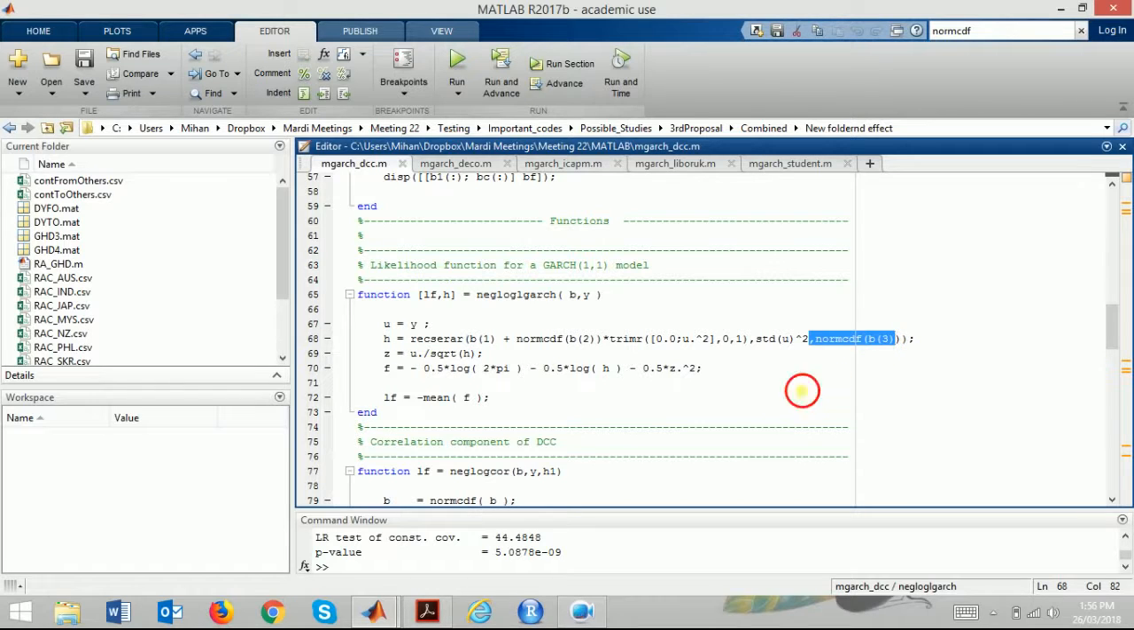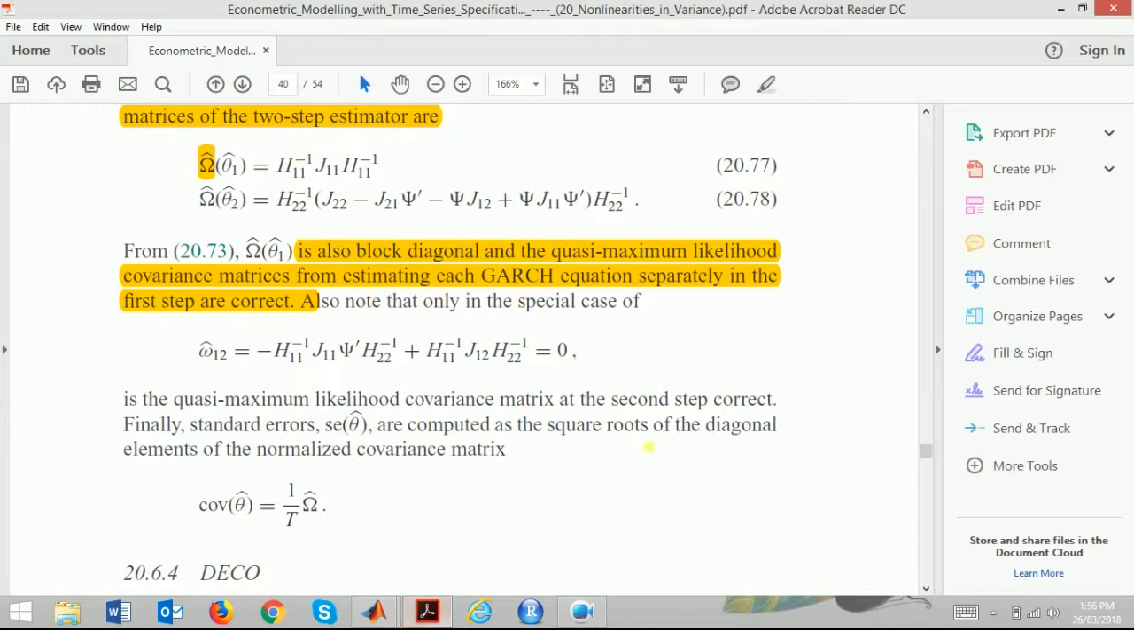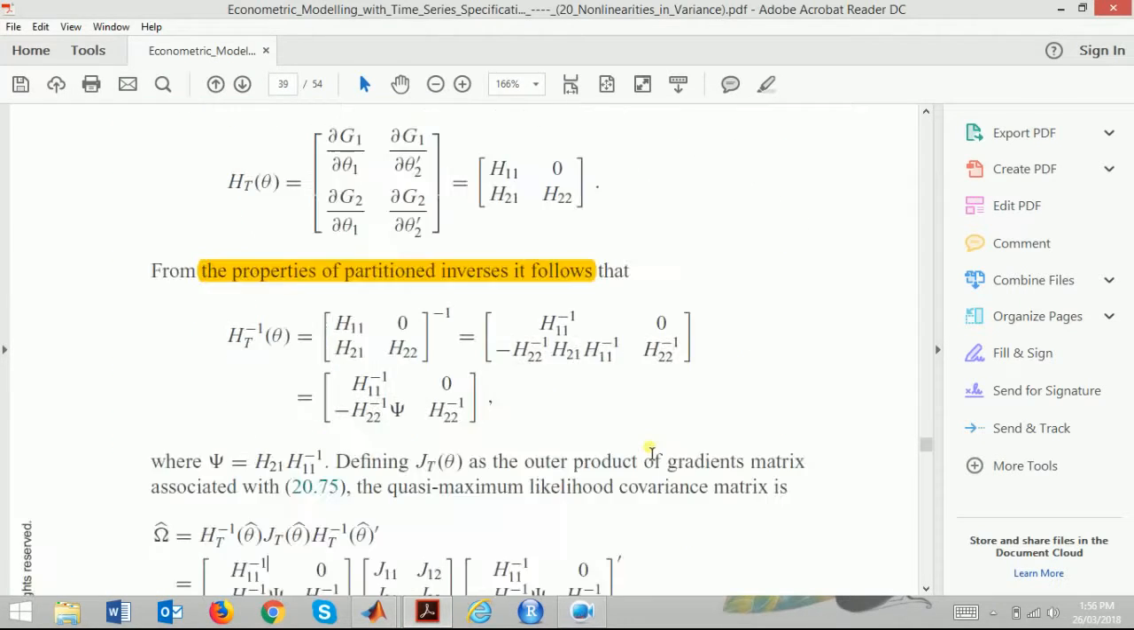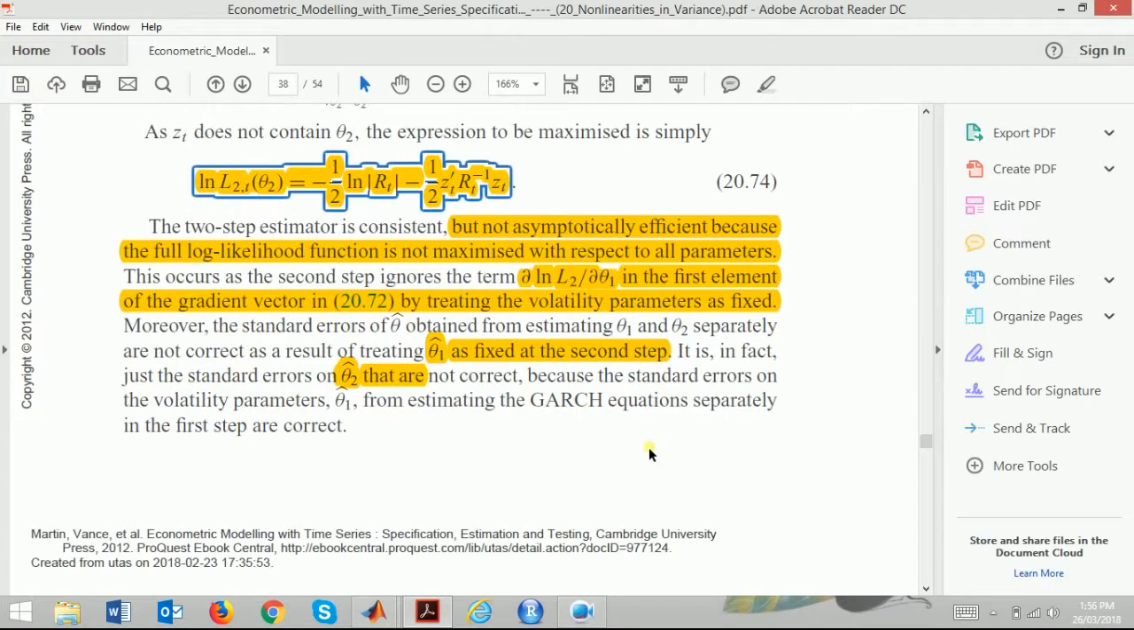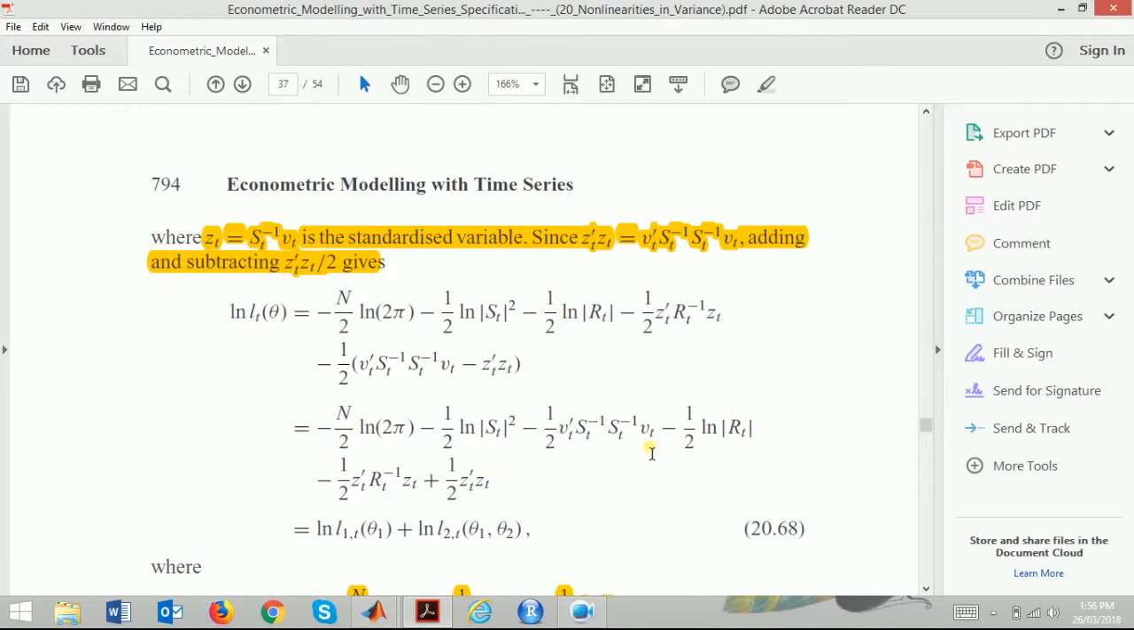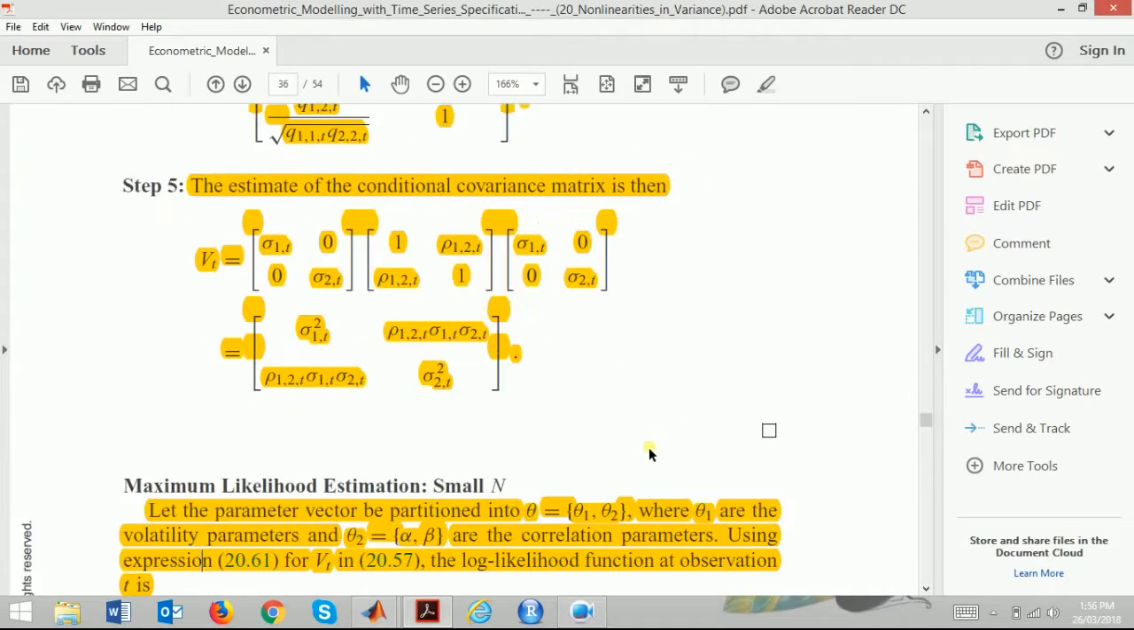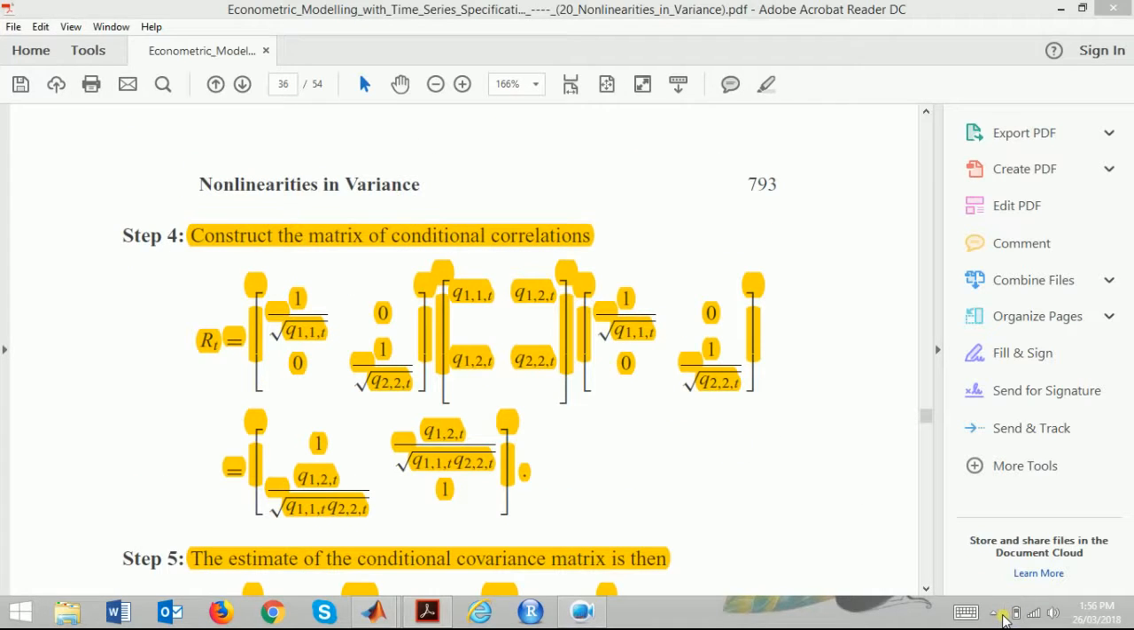And square and the normal cumulative distribution function of beta 3. So mu, sigma, and the covariance matrix. The variance mean is beta 2 constant, then beta 2 sigma square. I'm getting stuck somewhere. I'm sorry, my voice is not, yeah.